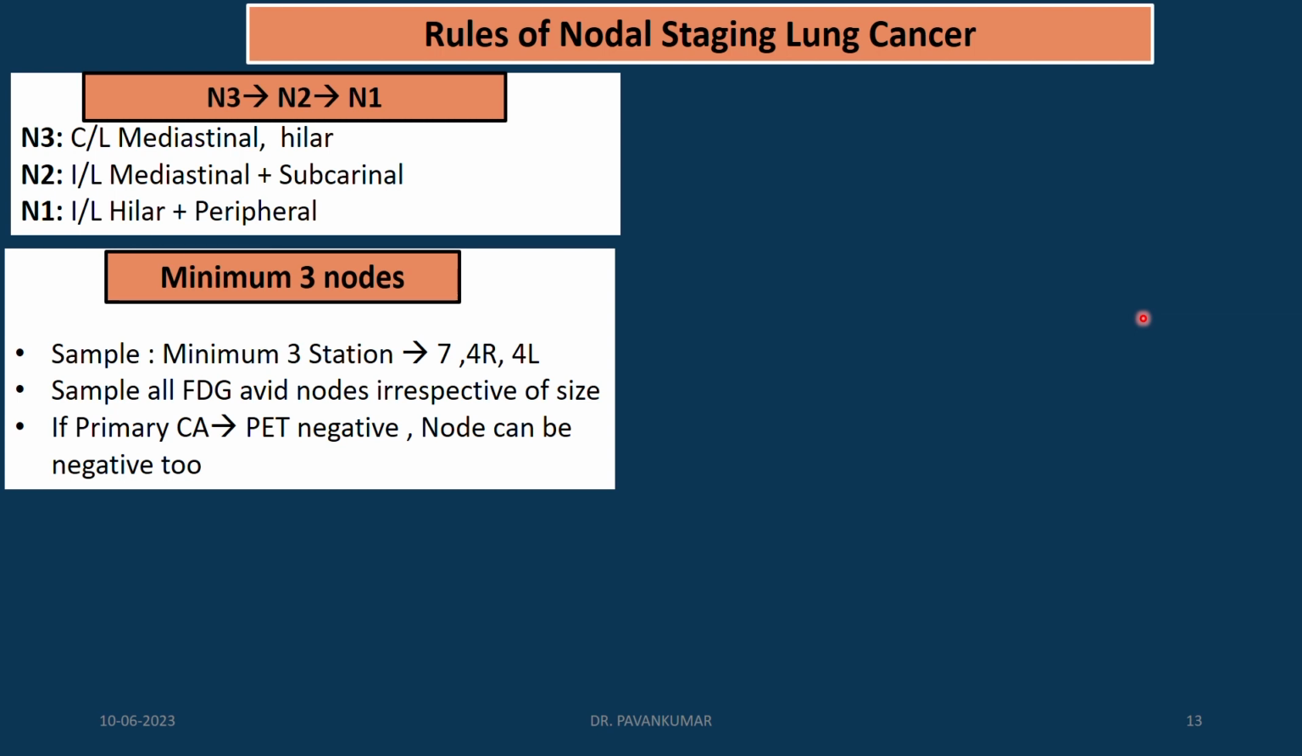Sample all FDG-avid nodes irrespective of their size. If your primary tumor is PET negative, which usually happens with mucinous adenocarcinoma, your nodes may turn out negative in that situation. So don't neglect those nodes. You have to biopsy those nodes as well.